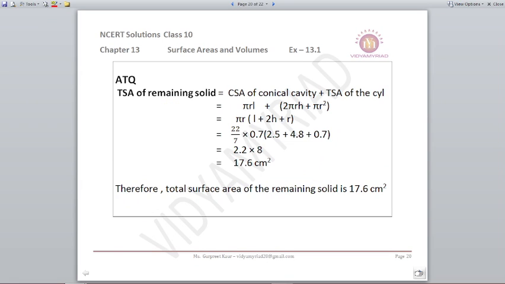Now according to the question, what is the question? We have to find out the TSA of the remaining solid, that is CSA of the conical cavity plus TSA of the cylinder. So that means pi RL plus 2 pi RH plus pi R square. Why pi R square? Because we are finding the base. Put the values. We have radius 0.7, we have all the values with us, slant height is 2.5. And on solving we get the surface area of the remaining solid as 17.6 centimeters square.